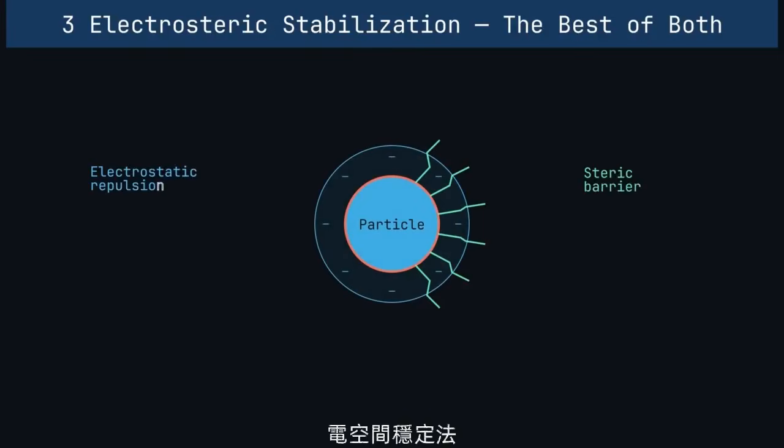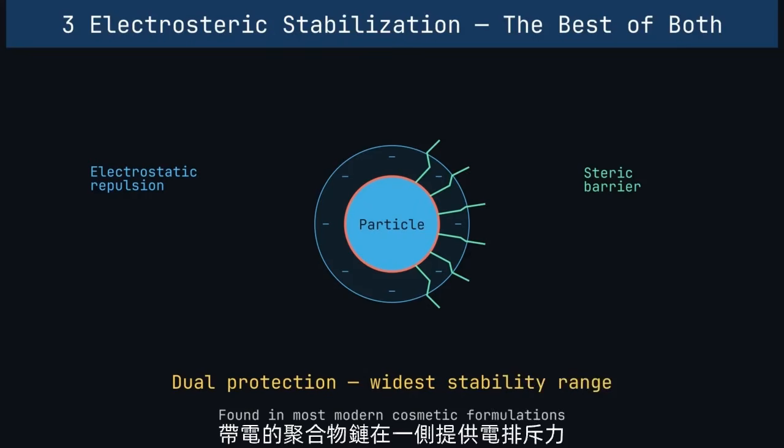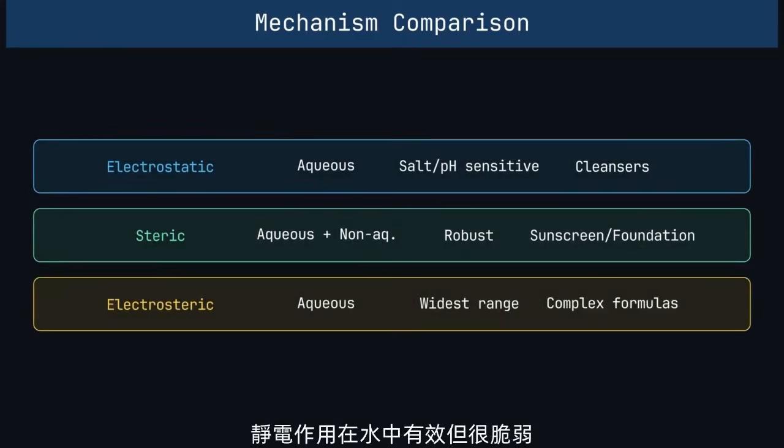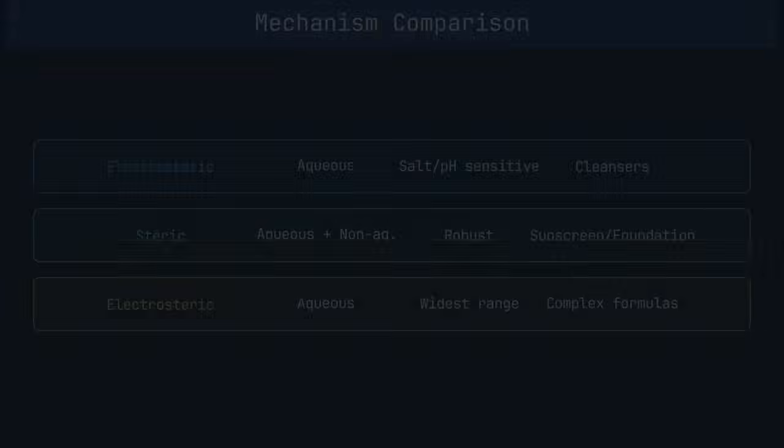The third combines both. Electrosteric stabilization. Charged polymer chains provide electrical repulsion on one side, and steric barriers on the other. Dual protection, widest stability range. And it's the design found in most modern cosmetic formulations. A quick comparison. Electrostatic works in water but is fragile, steric is robust and works anywhere, and electrosteric gives you the best of both worlds.